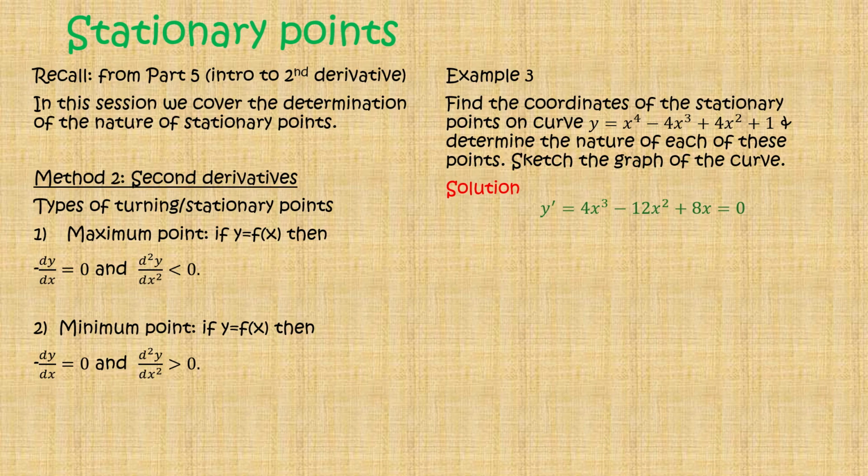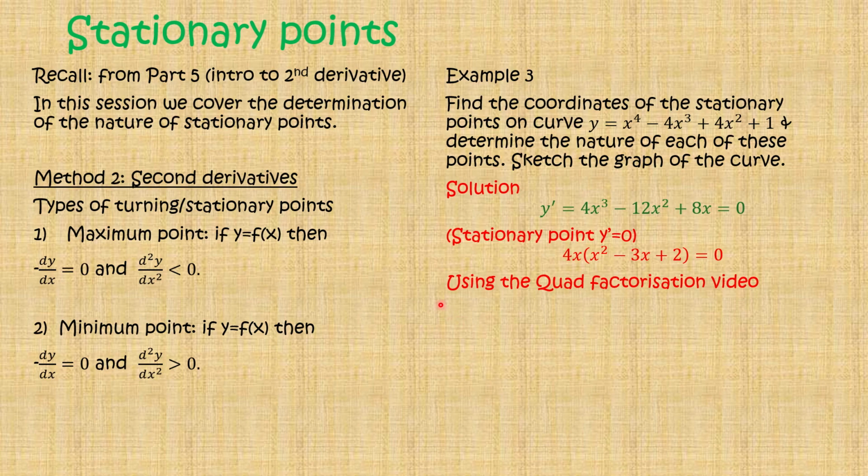So with that, we go on to solve for x. Before we solve for x, we see that we've got a common term, which is 4x. So when we factor out the 4x, we are going to have inside the parenthesis x squared minus 3x plus 2, and then that being equal to 0.